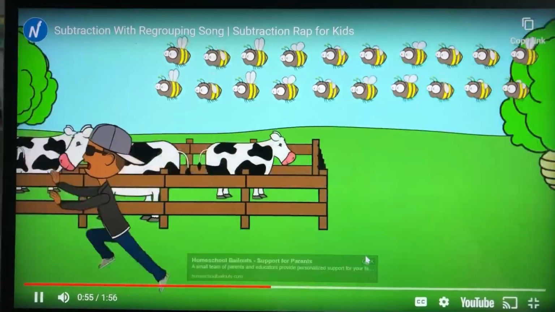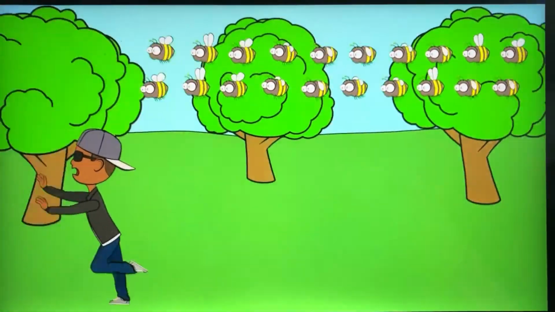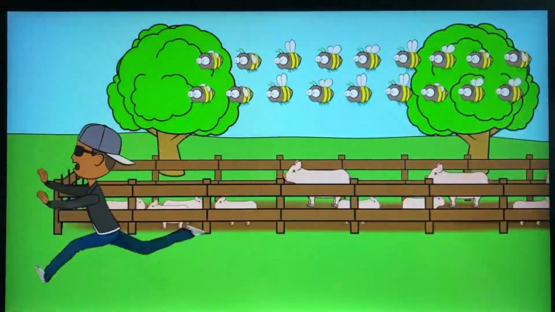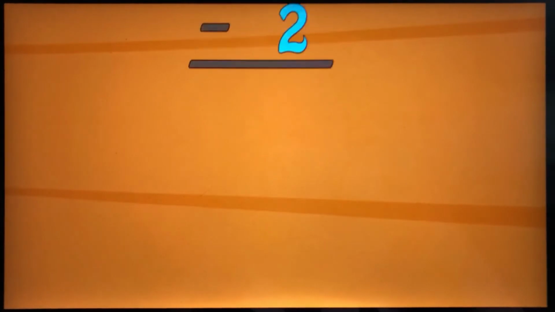There are 20 bumblebees flying around me. So I yell, shoot, and decide to leave. Now how many bumblebees are chasing me? If we regroup, we can find the difference with ease.